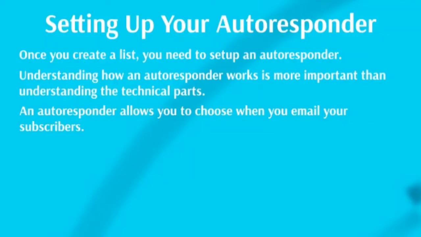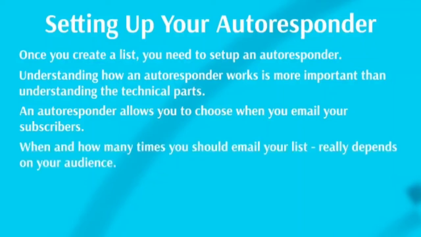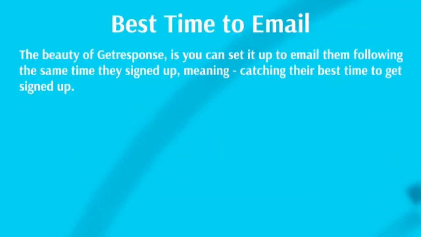Now, an autoresponder allows you to choose when you email your subscribers, the time zone, all of that. Now, a very common question that we have seen is, when should you email your subscribers? Or even, how many times should you email your list? And while I can't give you an exact answer, I can say that it really depends on your audience. If you've done the proper demographic research and you understand somebody's typical day and all of that, then understanding when is the best time to email them is actually quite easy.